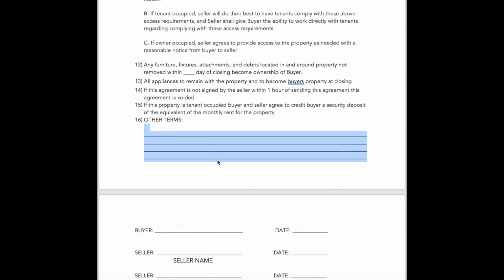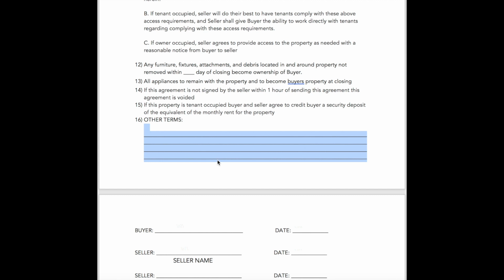So you can add in, buyer and seller agree that seller gets a 7-day leaseback period, or buyer and seller agree that part of this purchase includes the car, the white Chevy Malibu in the garage. I've actually bought a house and got a free $7,000 motorcycle along with it. So if you're walking through the house and you come up with anything extra that you want, that's what goes in the other terms and conditions.